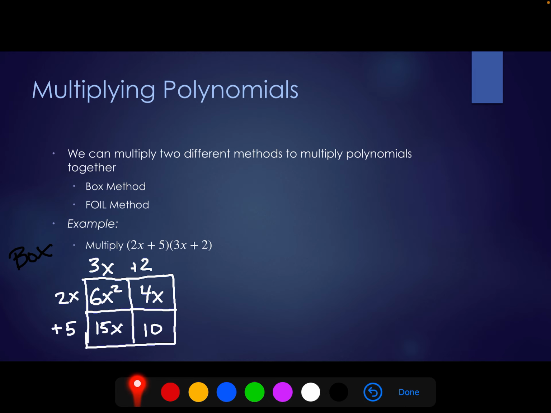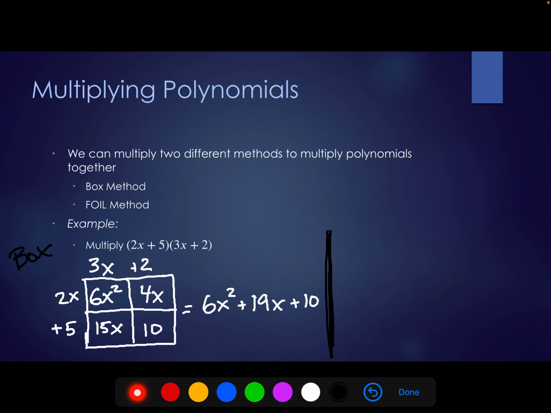Now in the box we have all of the terms that are going to be included in our simplified version of these binomials being multiplied together. And in the box we can see that we have like terms. We have a 15x and a 4x. So we can combine those. So this will be equal to 6x squared plus this 15x and 4x, that's 19x. And then we just have this plus 10. And there you go. That's the box method of multiplying binomials.